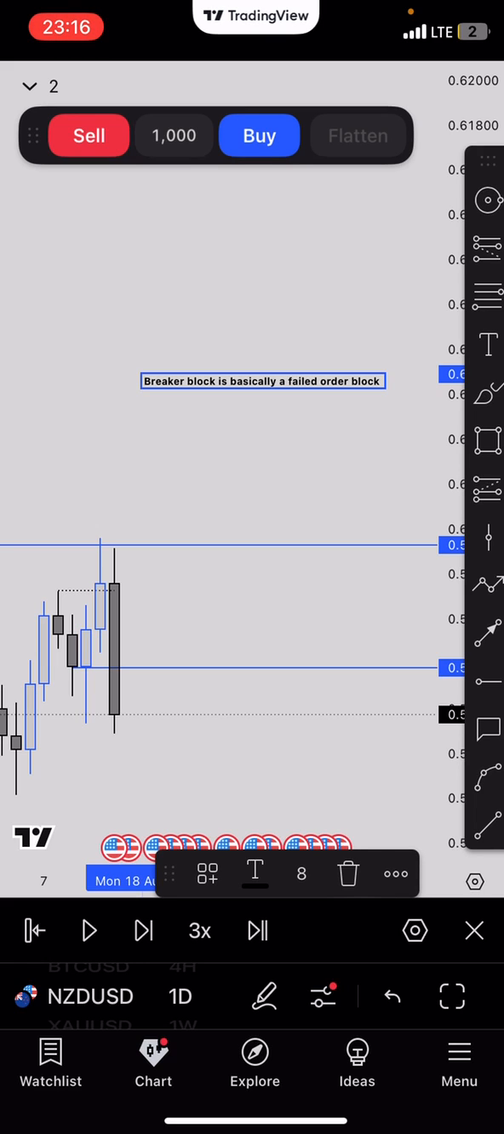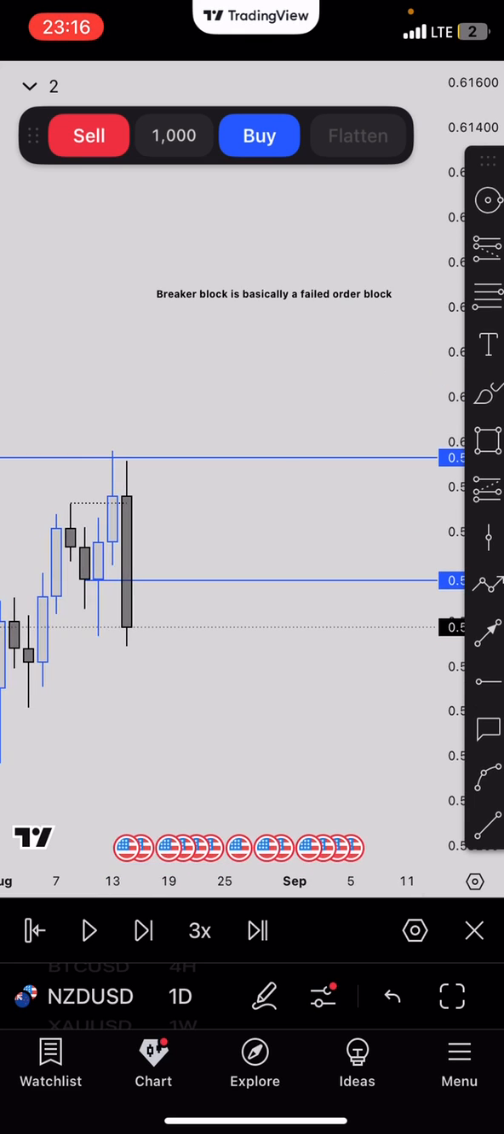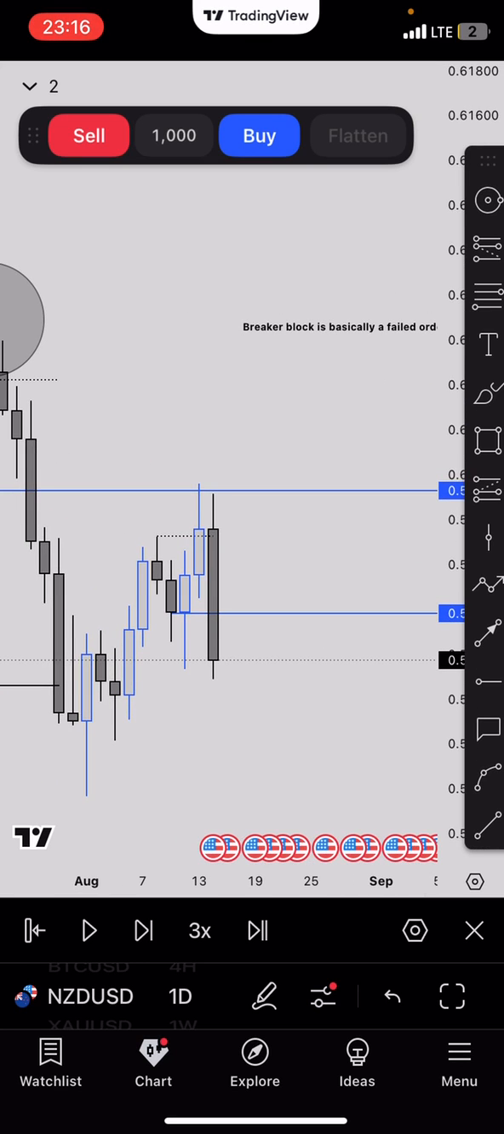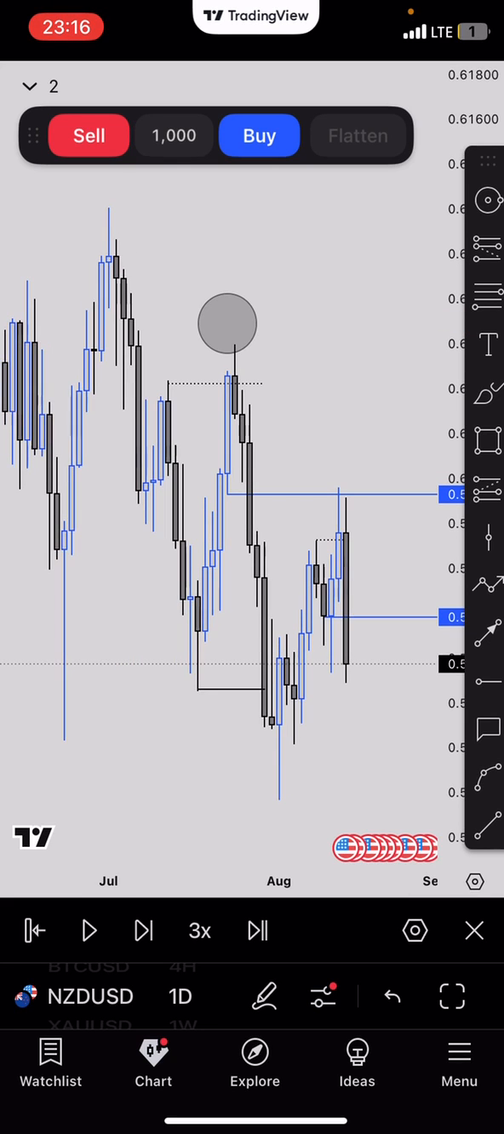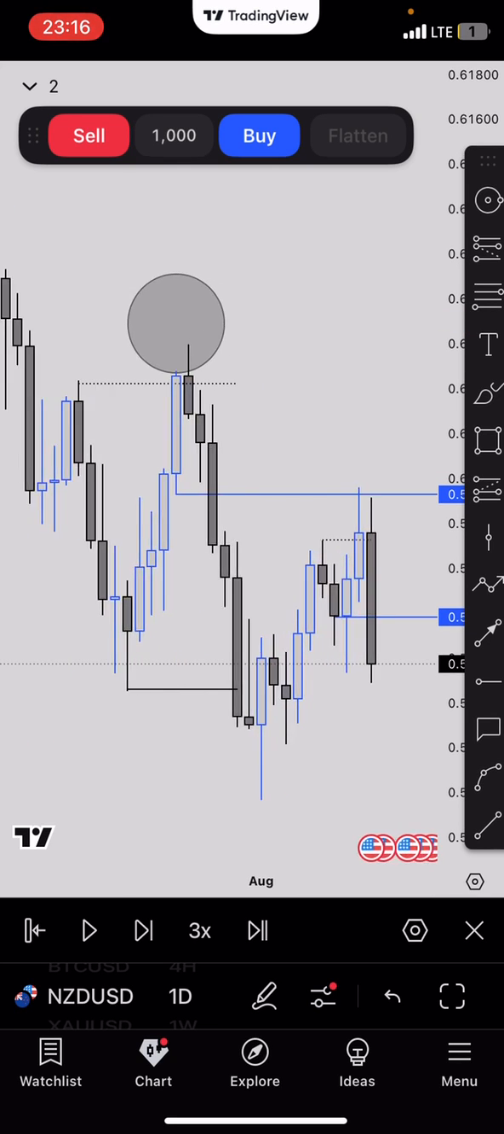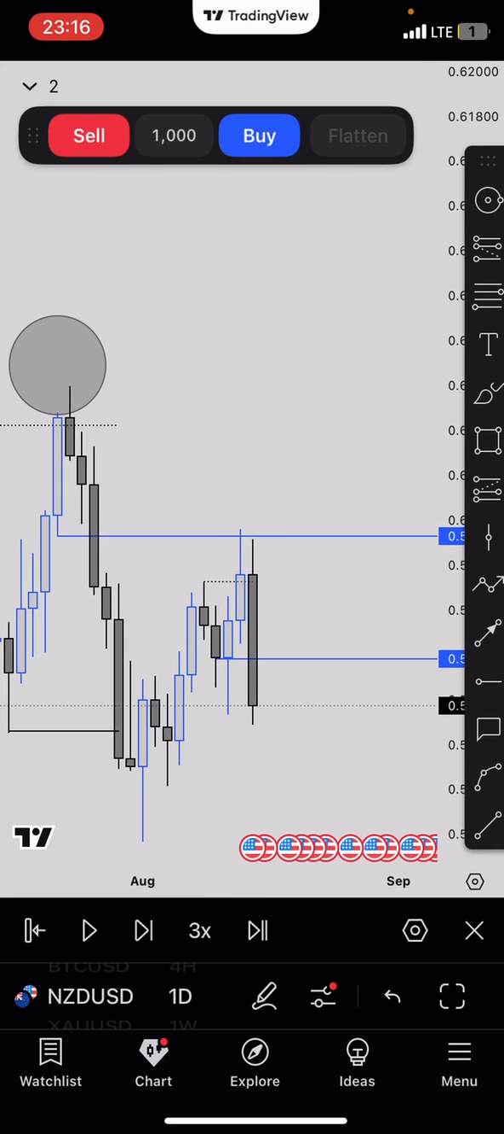Now, what is an order block? An order block is like the last bearish candle or the last bullish candle, but it's the candle that actually gives the momentum or the surge of price. A lot of you know what a breaker looks like, but you don't know the logic behind a breaker. So take it like this.